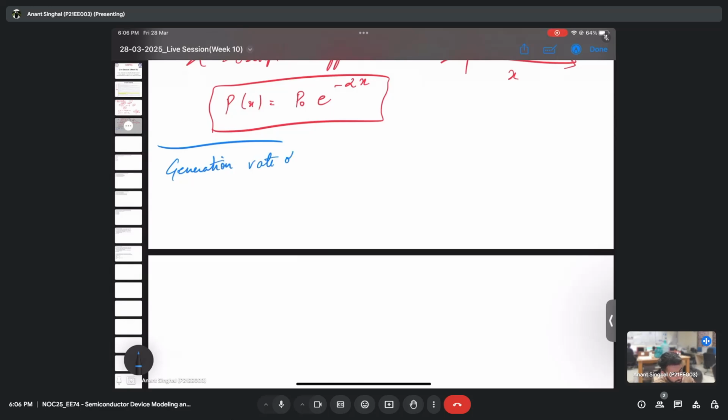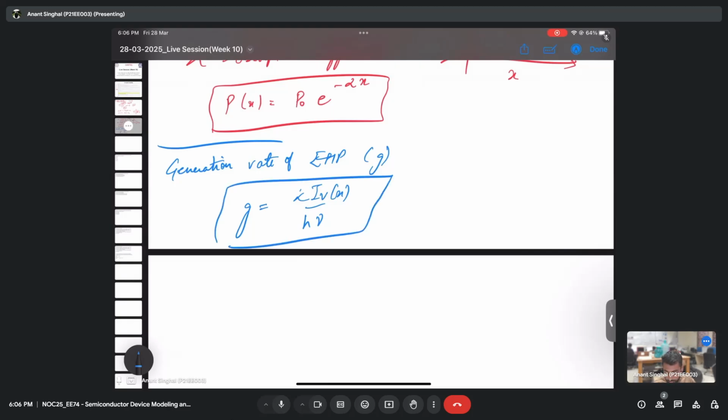The generation rate of the electron hole pair, which is in general denoted by a small g. It is not Gm, that is a transfer conductance. It is nothing but alpha I_ν by hν, where I_ν is again the intensity and alpha is again the absorption coefficient. The intensity I_ν(x) is in units of energy per centimeter square per second, and alpha I_ν is the rate at which the energy is absorbed per unit volume. So this alpha is per unit volume. By multiplying by alpha, it is per unit volume. If we assume that each absorbed photon creates an electron hole pair, then this is the generation rate.